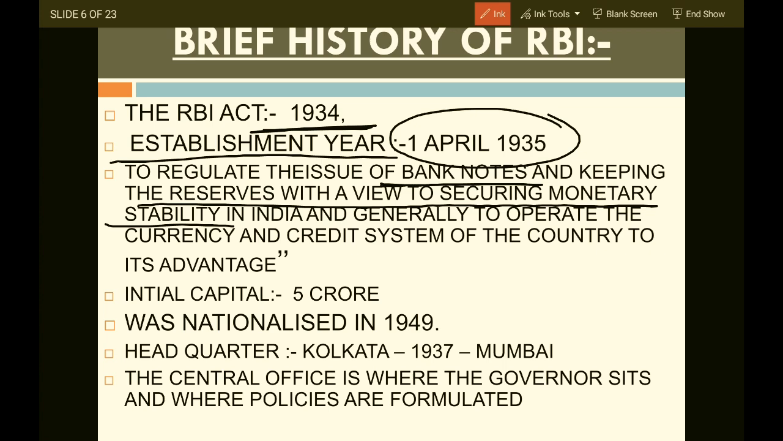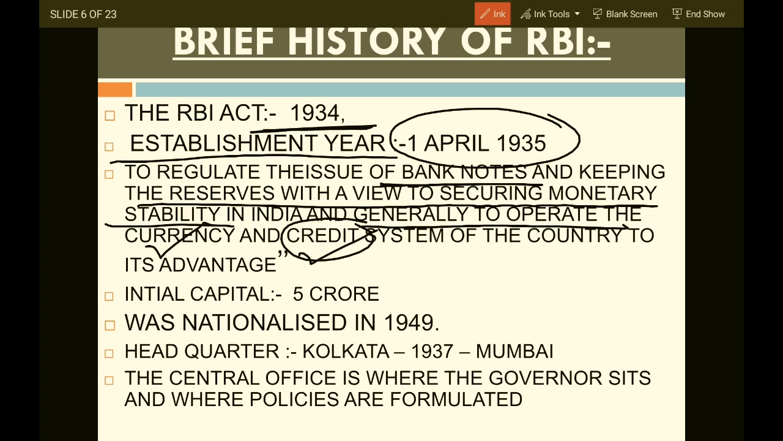So this was the most important object, that the banknote should be issued properly. There should be monetary stability in the country, and generally to operate the currency and credit system of the country. See, basically if business entrepreneurs or business owners want a loan, they need credit. So there should be a credit system formulated and implemented by banks in different regions of the country, so that the economy can develop. There can be more job opportunities, contributing to GDP, GNP, per capita income.